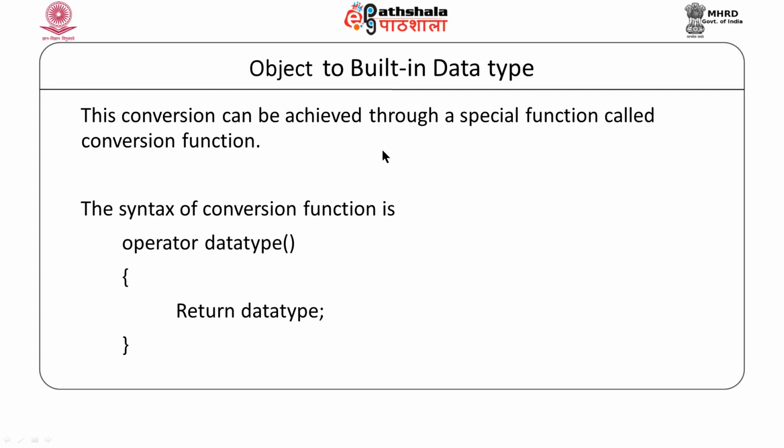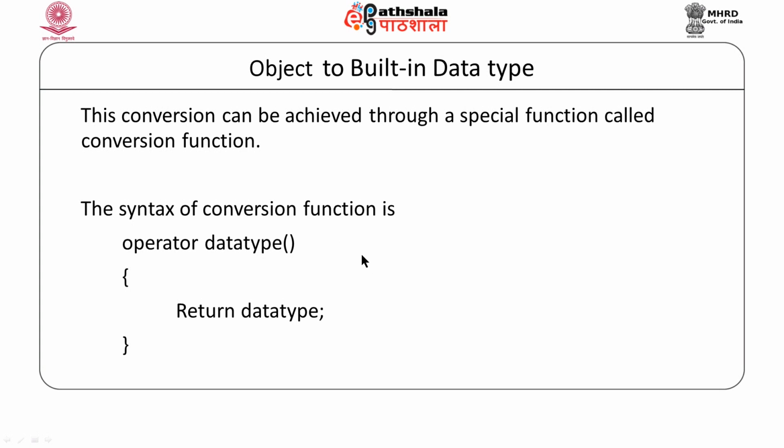This conversion can be achieved through a special function called a conversion function. The syntax of the conversion function is the operator keyword, then we need to specify the data type to which we want the object to be converted. Here we need to specify how we want that conversion to take place, and finally, the converted value needs to be returned. This function does not have a return type, but it needs to return a value of this data type.